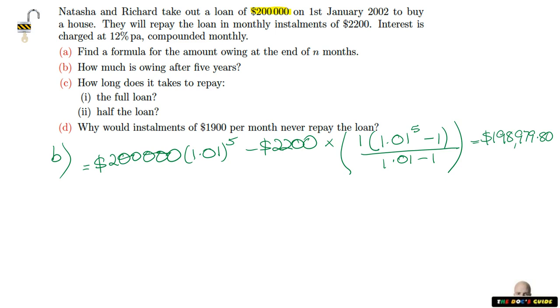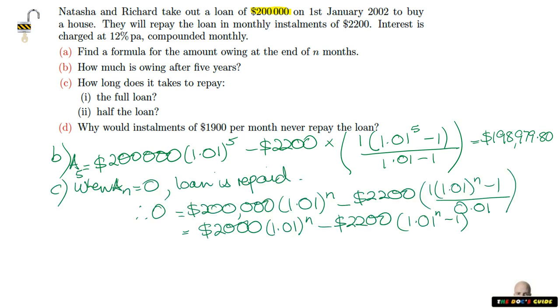But the thing about reducing balance loans is that they reduce the balance, the principal, really slowly to start with, but then much more rapidly as time goes on. So how long does it take to repay the full loan? So we said when n equals 0, the loan is repaid. So put n equals 0 in there.